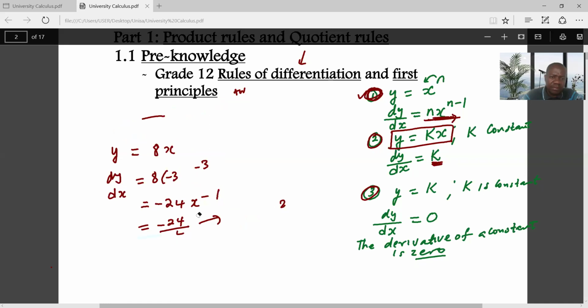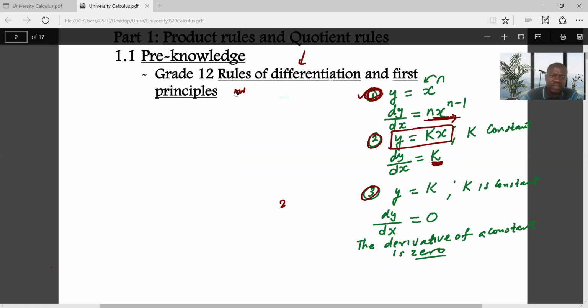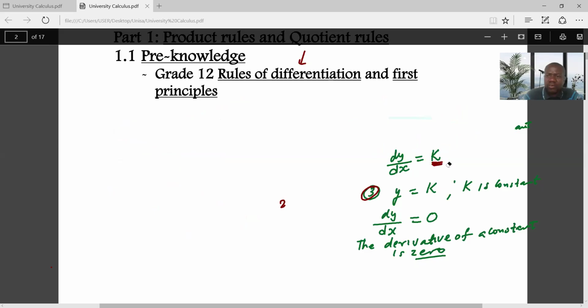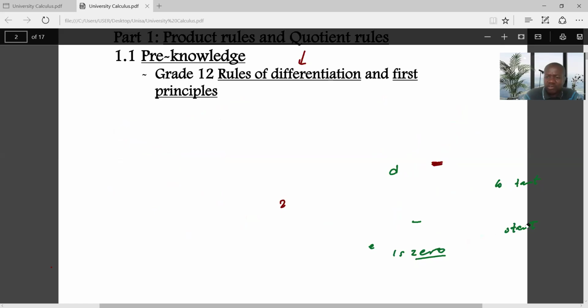Okay. This is just pre-knowledge, which I strongly believe you are aware of, these things that I'm saying from grade 12. Remember, it's not about cram, pass, and forget. Right. Let's now move on to the second part.